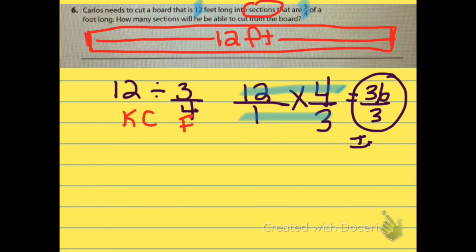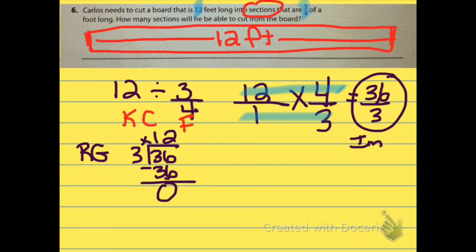Now we have a problem. This is improper. So when it's improper, we regroup. That means that we make a division house, set everything up. 3 will go into 36. 12 times 3 is 36. You subtract 36, and when you get 0 on the bottom, you all should remember by now that it means your answer is what's on top. It's 12. It's just the whole number 12. So that means he'll get 12 sections. Okay, that's your answer.